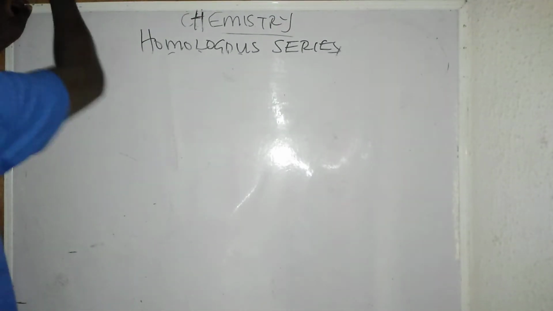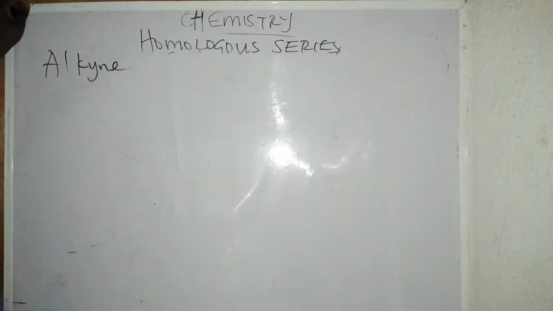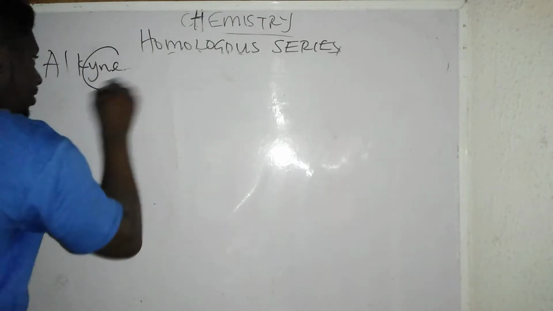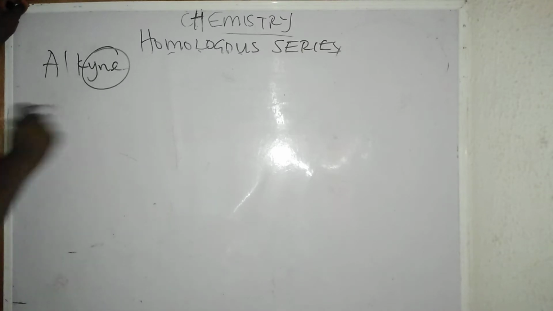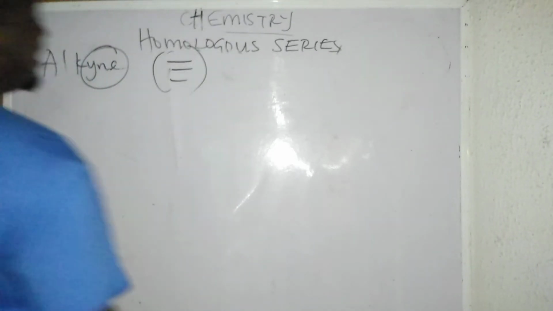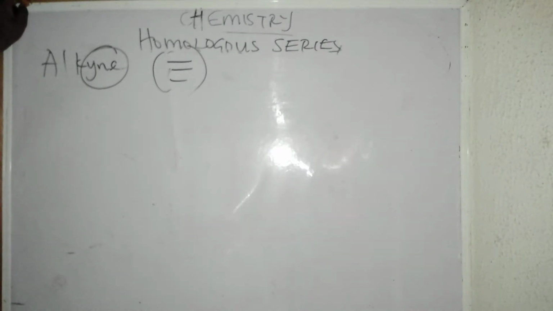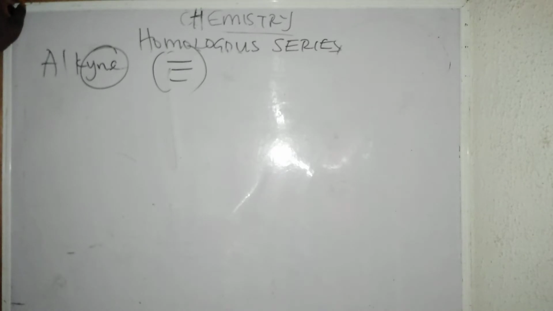So the third family we'll be talking about is similar, and that is the alkyne family. This is the root name of the alkyne family. Because of this, we have the triple bond as the functional group of this family. For us to understand this, we need to go to the videos where we talked on sp hybridization, the reason for the triple bond of carbon to carbon in the alkyne family.